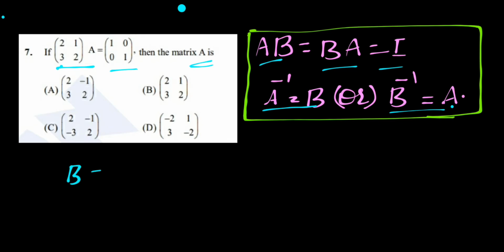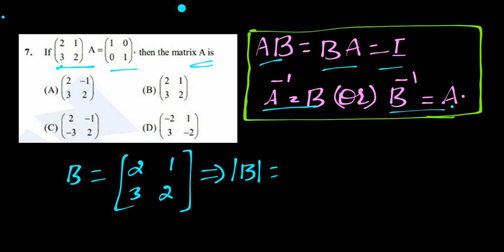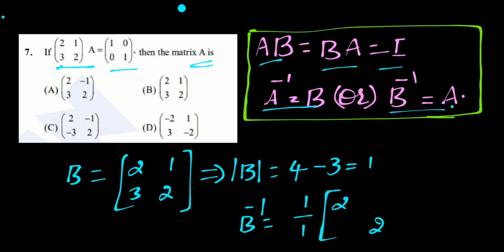What is the B matrix here? B matrix is 2 1 3 2. From this, determinant of B we have to find, that is nothing but 4 minus 3 is 1. So B inverse matrix is 1 by determinant into adjoint. Adjoint is nothing but the diagonal elements interchange, non-diagonal elements signs change. So here you can observe 2 minus 1 minus 3 2. That is nothing but option C is the correct answer.